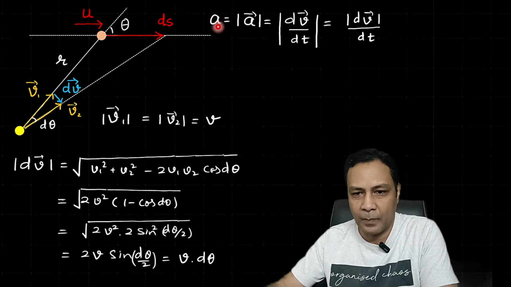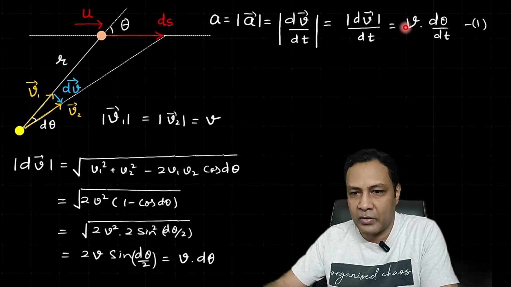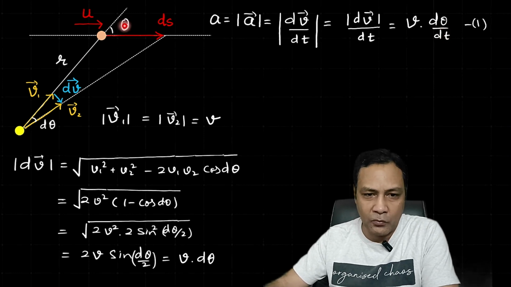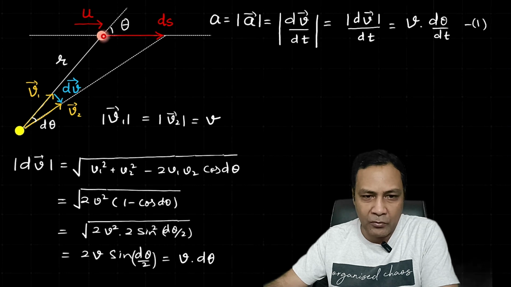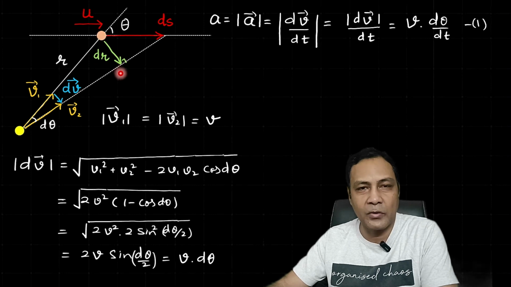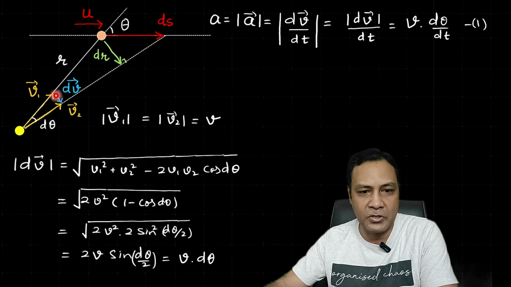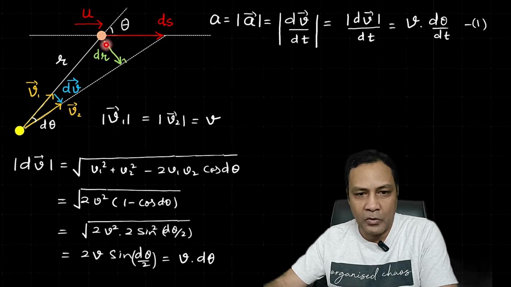Now put it here, that dv vector magnitude. So we'll get v d theta divided by dt. Now I want to make a perpendicular from here to here, and suppose the magnitude of that length is say dr, which we can think of as the arc length of the circle of radius r. Because d theta is very small, the chord length is approximately equal to the arc length. So dr can be approximated as r d theta.